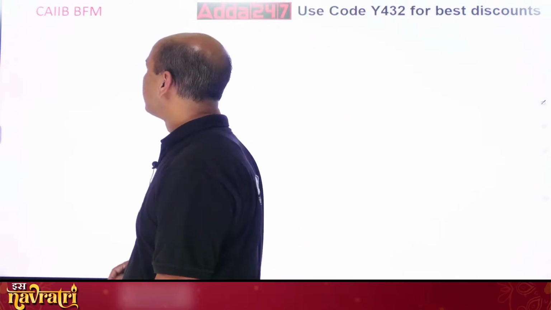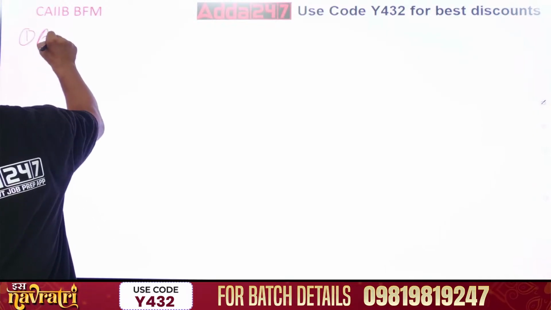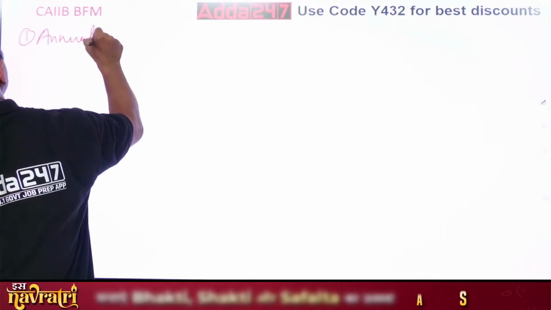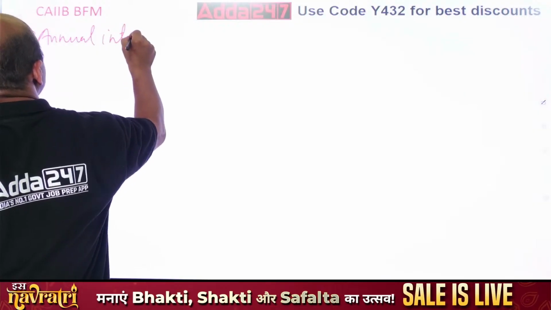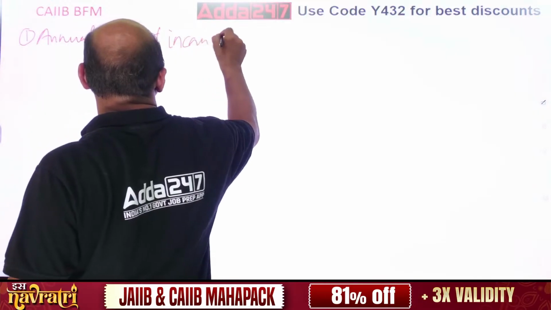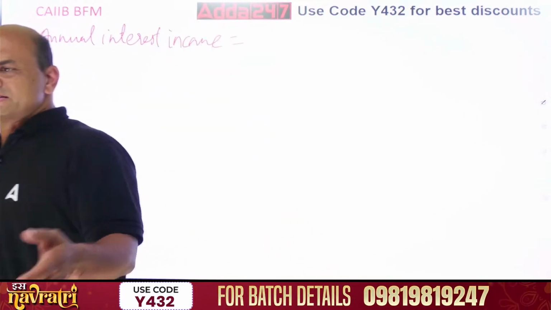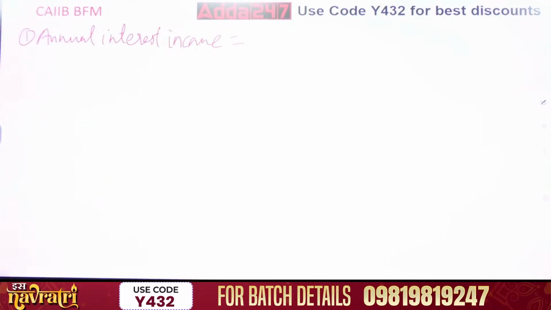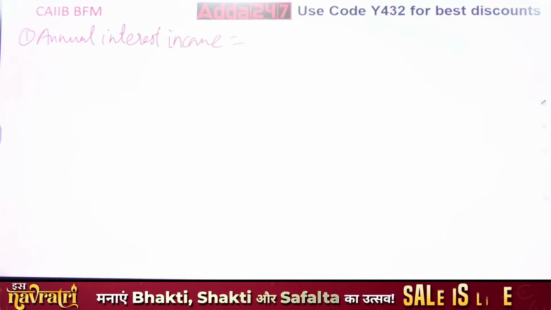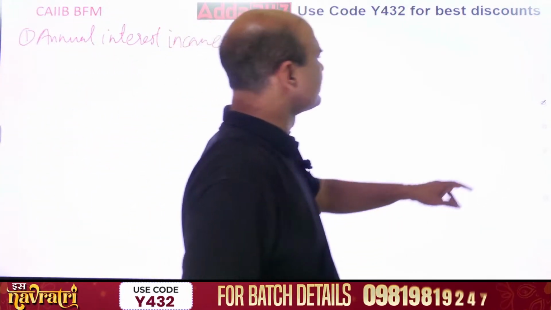First calculate this. What is the annual interest income over here? Look at the case. Pause the video, go back again. What is given? Commercial loan is of 50 crores and interest rate is 8%, right? 50 crores and 8%.